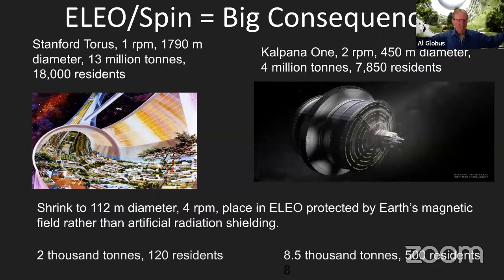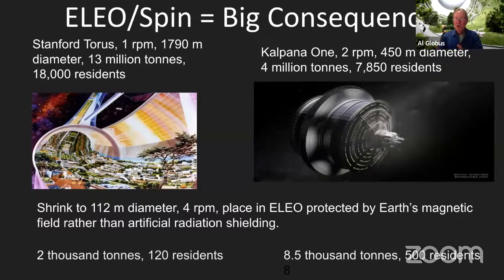If you now shrink it down to 112 meters diameter, this is in your mind, rotate it at 4 RPM, put it in equatorial LEO, protected by the Earth's magnetic field, get rid of the radiation shielding, then it weighs 2,000 tons with 120 residents. That's too small. Besides, I like cylinders.